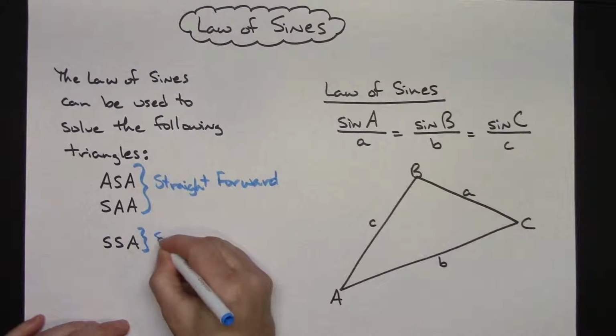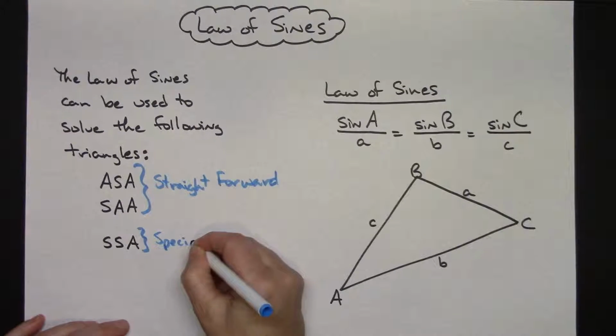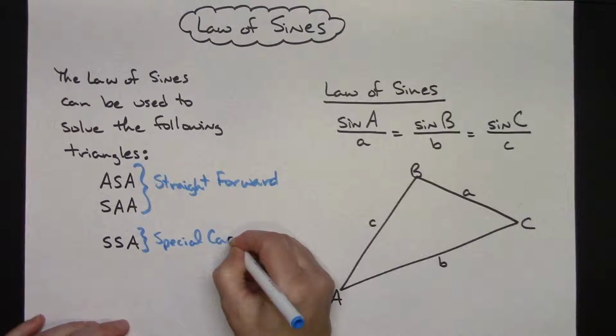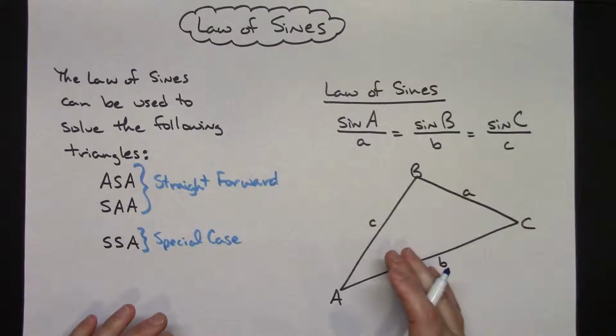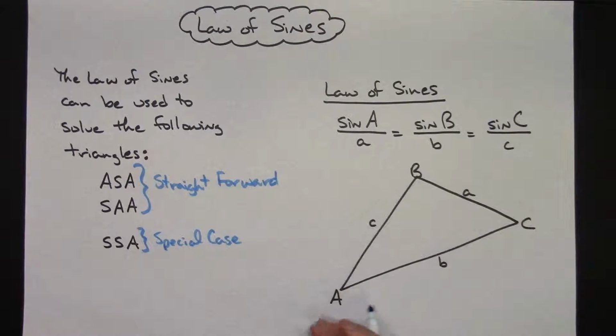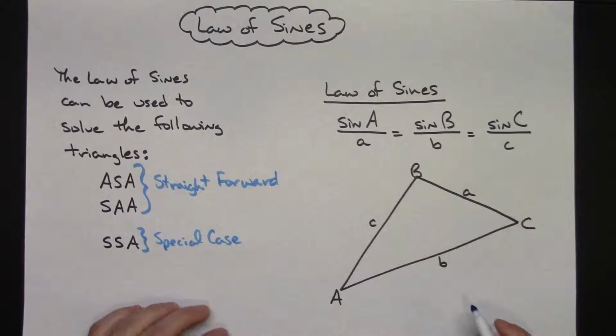The side-side angle triangle is what I call a special case. That's going to involve a little bit more work, and you're going to have to make some decisions and think about what's actually going on in the triangle. When we get to that one, which will probably be close to my last one, we'll go through the different triangles and see what's happening.